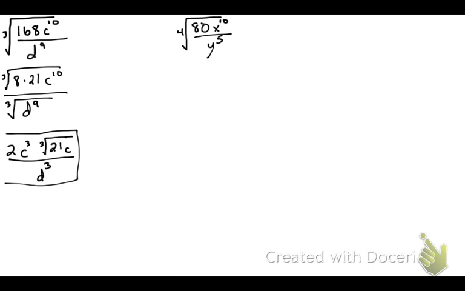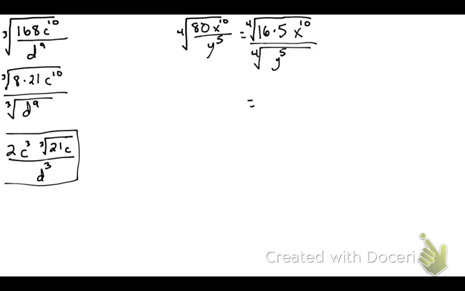Last problem, we've got to break it up. We're dealing with perfect fourths. So this would be the 4th root. 80 is the same thing as 16 times 5, and 16 is a perfect fourth. X to the 10th over the 4th root of y to the 5th.